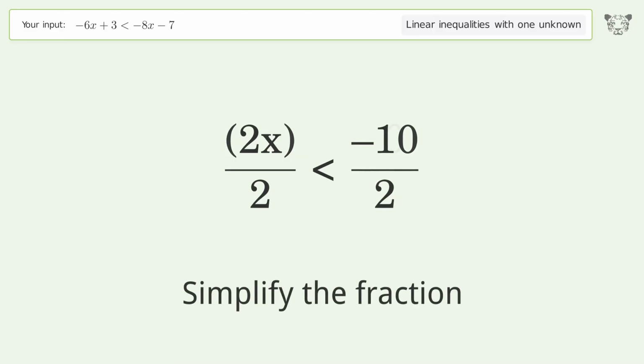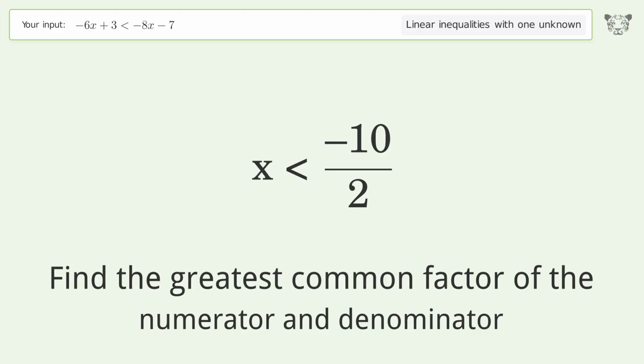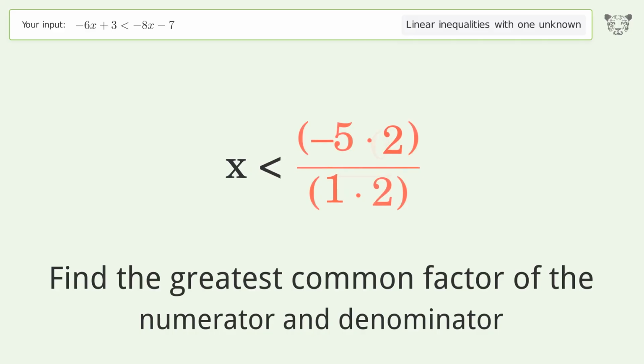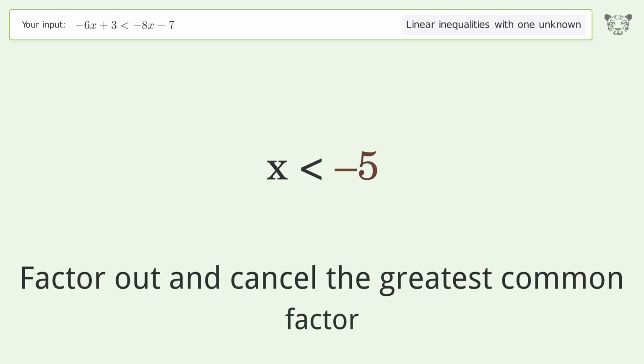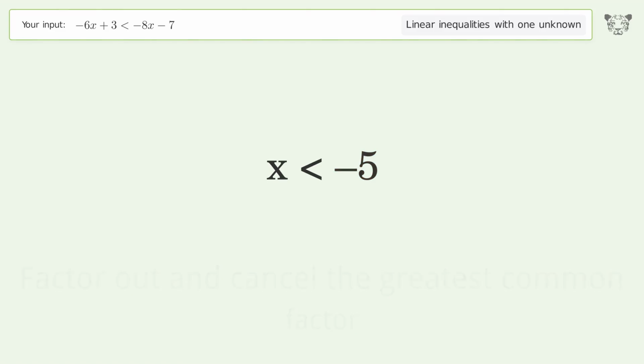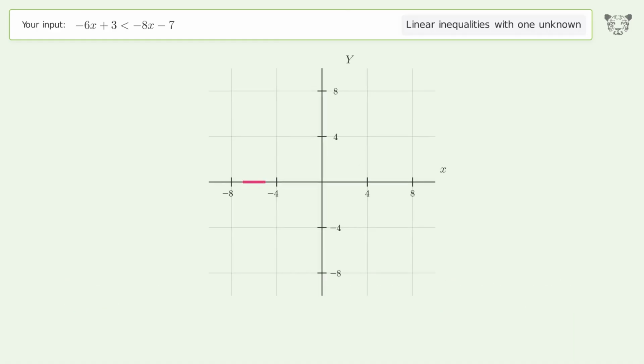Simplify the fraction. Find the greatest common factor of the numerator and denominator. Factor out and cancel the greatest common factor. Plot the solution on a coordinate grid. And so the final result is x smaller than -5.